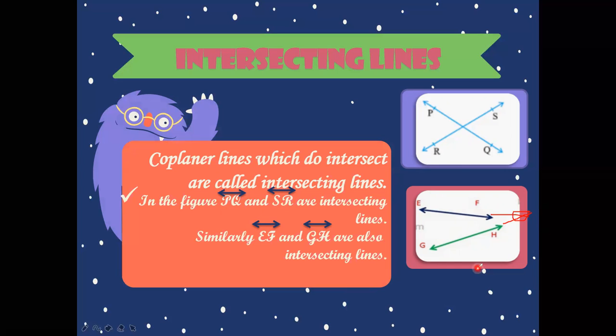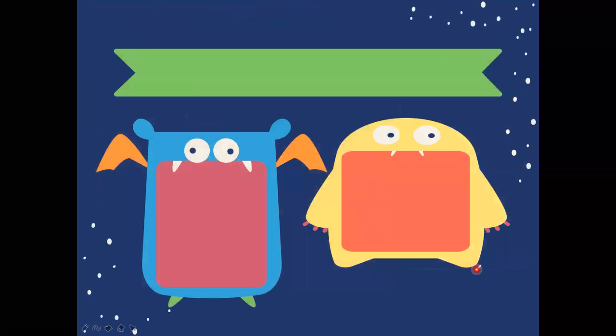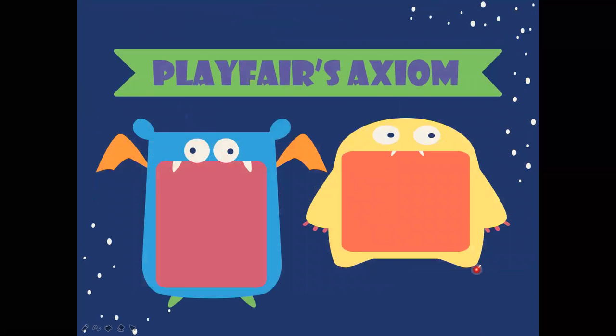So what are parallel and intersecting lines? Parallel lines are those that do not intersect, and intersecting lines are those that do intersect, okay? Now, let's move on to topic number 3, that is Playfair's axiom. This is a new topic for all of you. So now let's check out what it means.